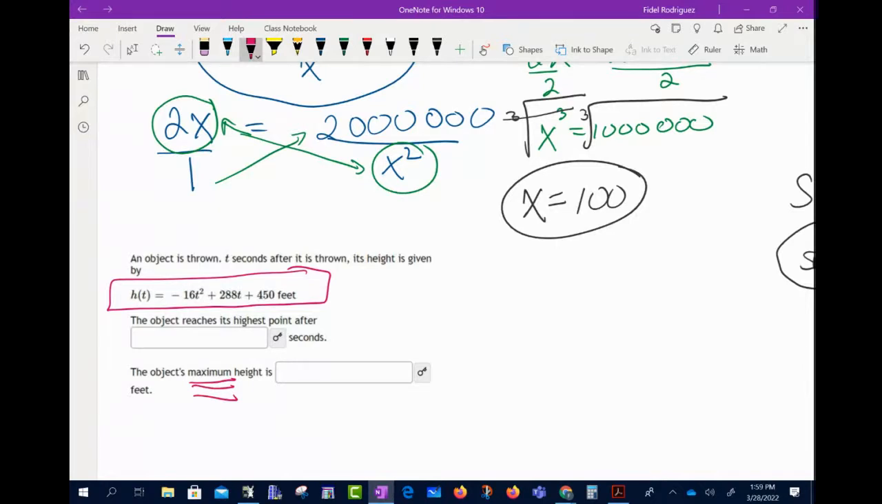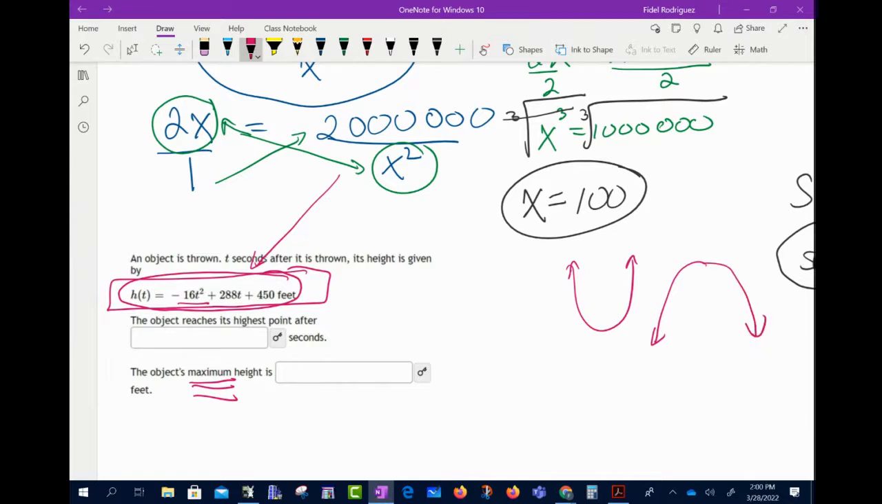Maximum height. Okay, so again, it's always going to be one or the other. It's either going to be a maximum or it's going to be a minimum. Okay, question. Does anybody remember, because this is a quadratic equation, right? Because it's quadratic because it has two squares. Do you remember what graphs of parabolas look like? Yeah, they either open up like this or they open down like that.